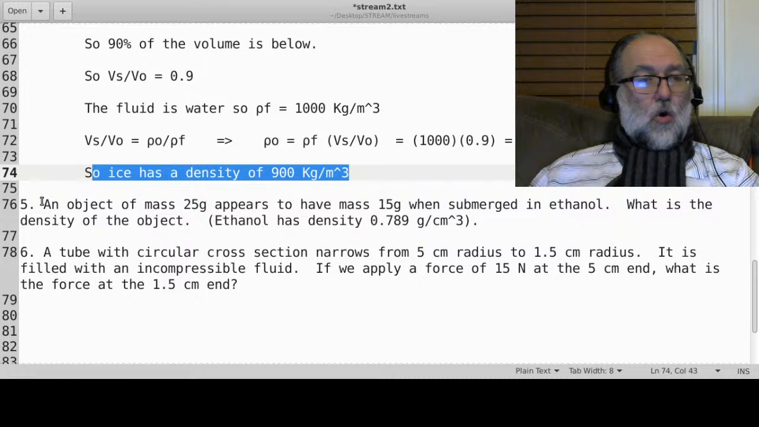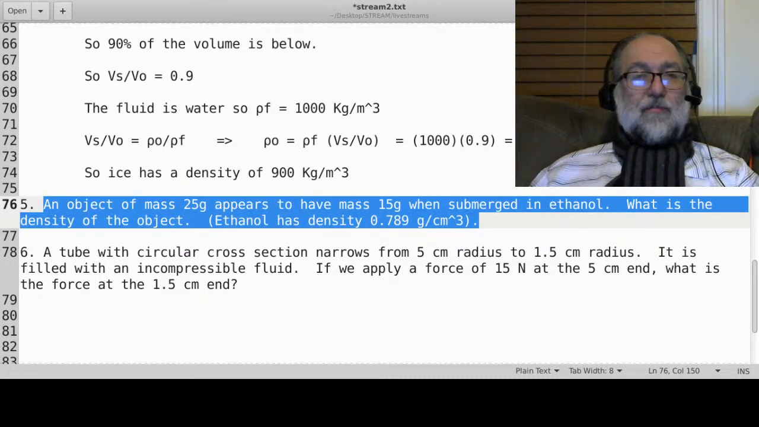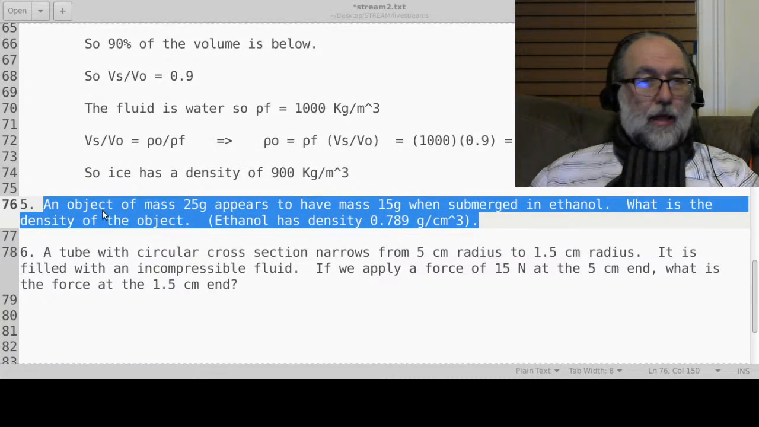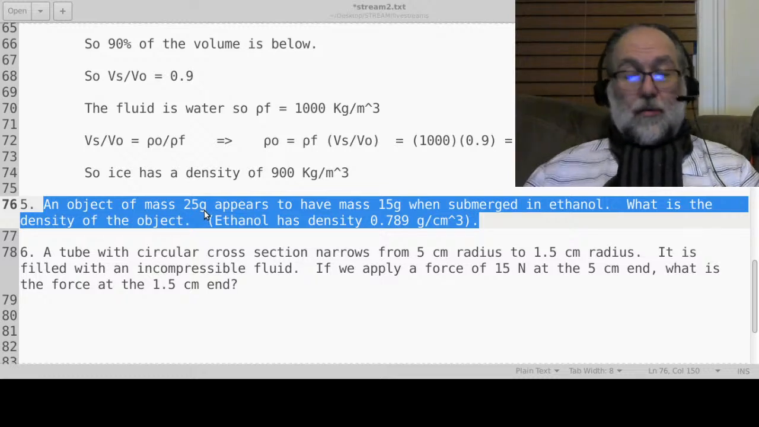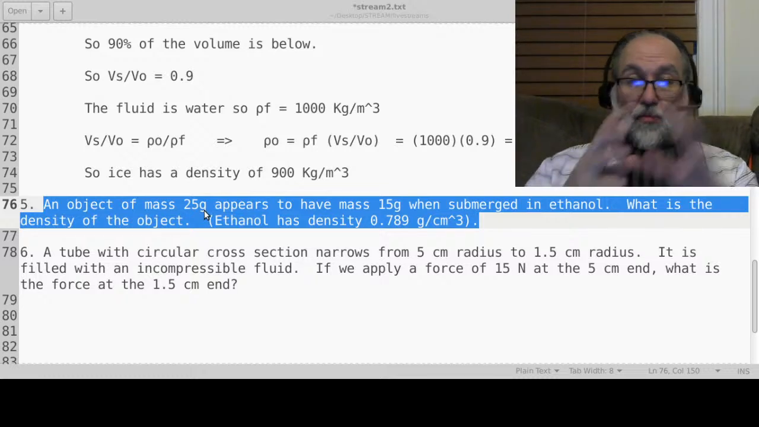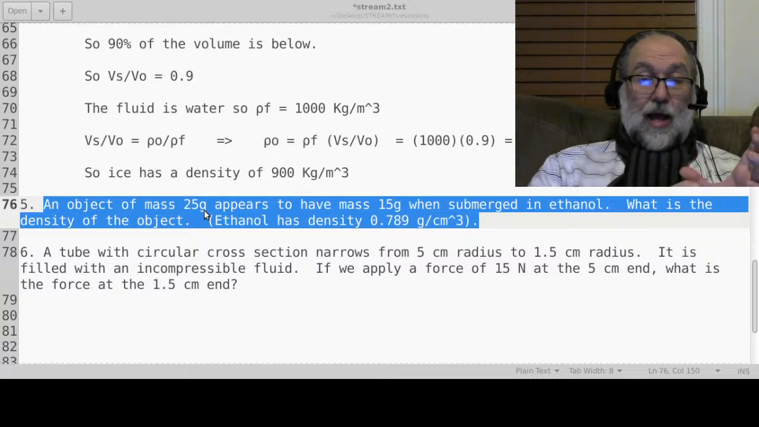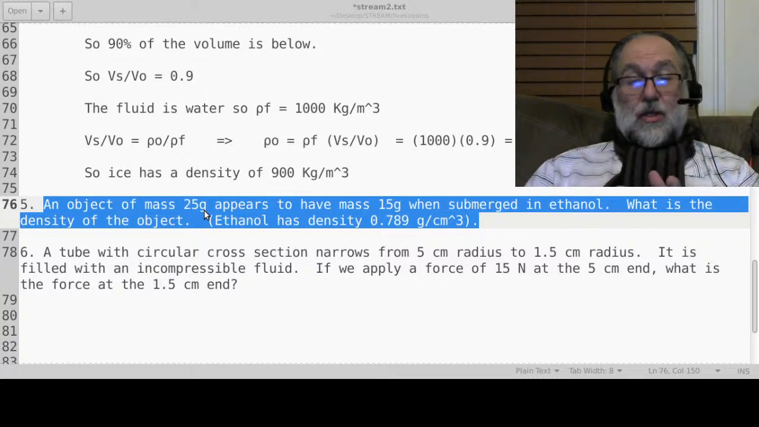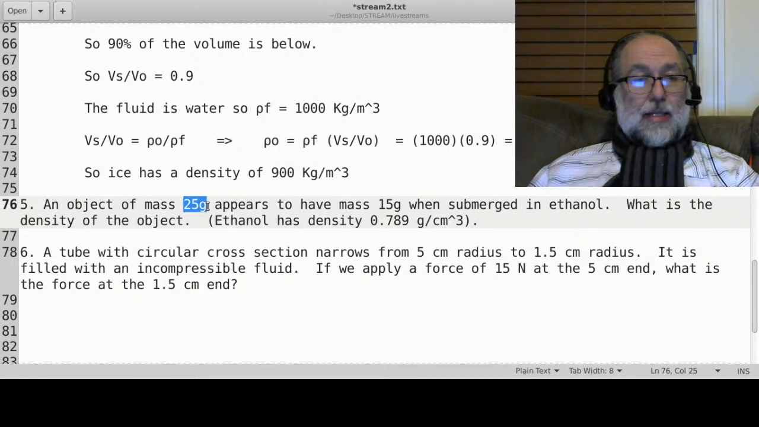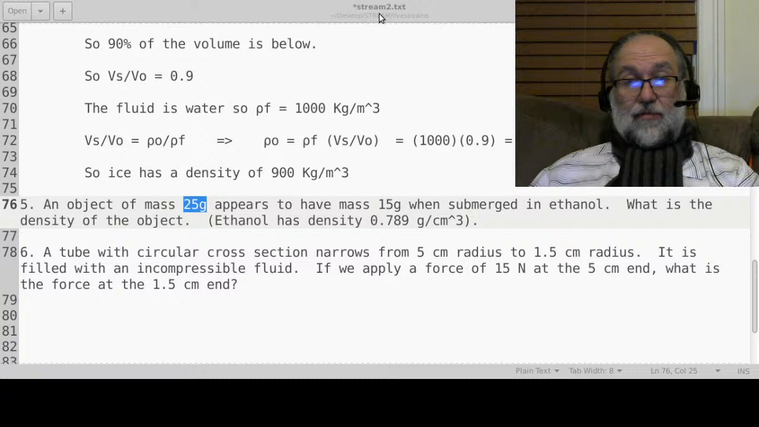Okay, so number 5. An object has a mass of 25 grams. Before I jump in, the previous one was Archimedes' principle applied to things that are floating. This one is Archimedes' principle applied to something that sinks. So here I have an object. Its true mass is 25 grams.